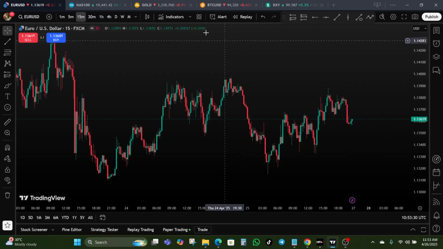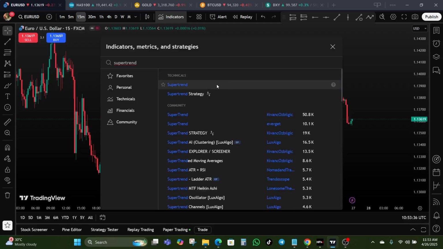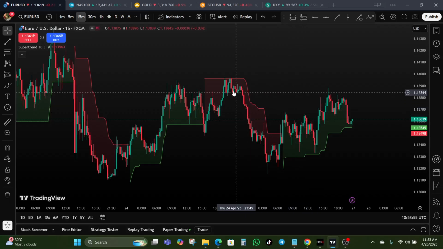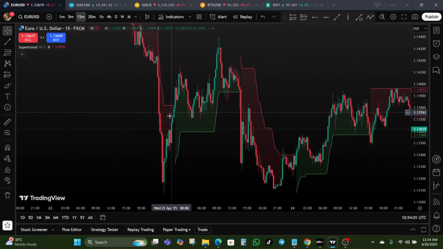Now, the first indicator we are going to be looking at is the super trend indicator. Now, this is not just for trends. Yes, it is true that the name is super trend, but it is not just for trend, okay? It's also a fantastic tool for catching breakouts. When price action crosses above or below the super trend, it often signals the start of a strong move.